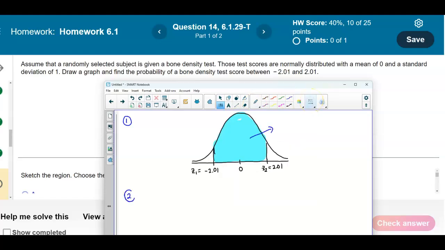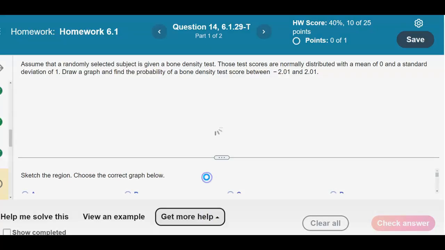So what we're looking for is the following. Probability of the first z-score, which is negative 2.01, and that's going to be in between to positive 2.01, and we want to find the area of that. So let's go ahead and use StatCrunch. We're going to open this up in StatCrunch.